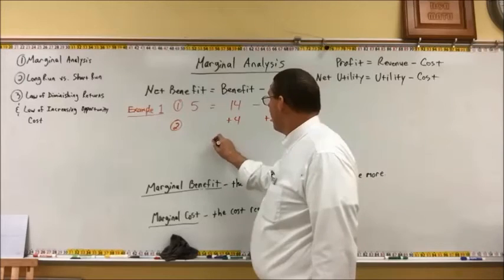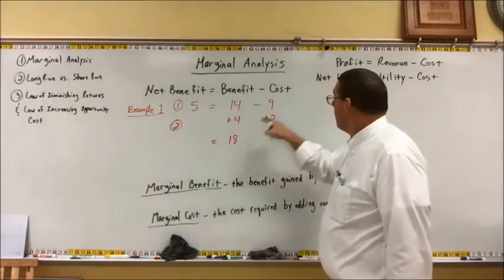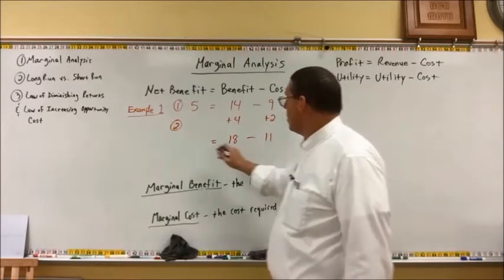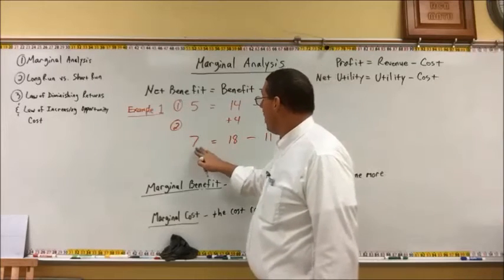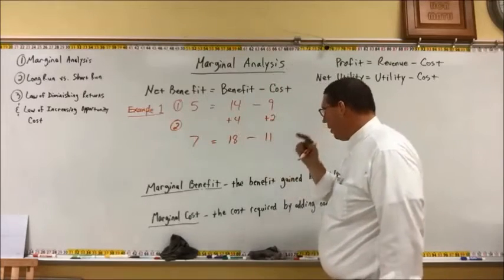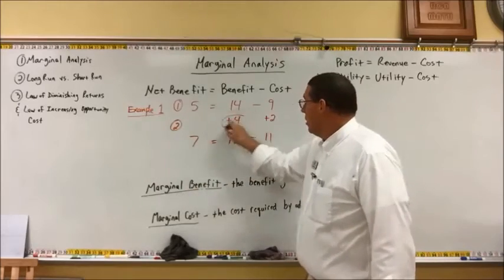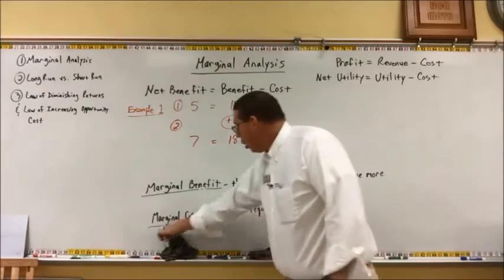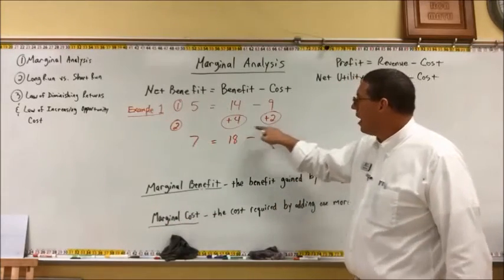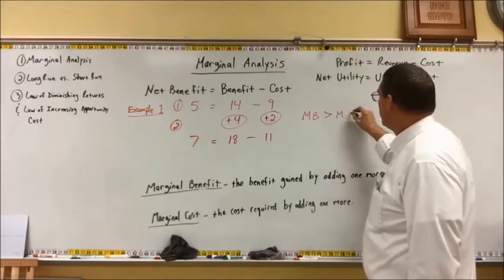So here's what's going to happen: my benefit is going up by 4, so now it's 18, right? My cost is going up by 2, so it's 11. And 18 minus 11 is equal to 7. So now my overall net benefit is 7. But here's the most important thing. The marginal benefit of that second hour is 4. And the marginal cost of that extra hour is 2. And in this case, the marginal benefit is greater than the marginal cost.